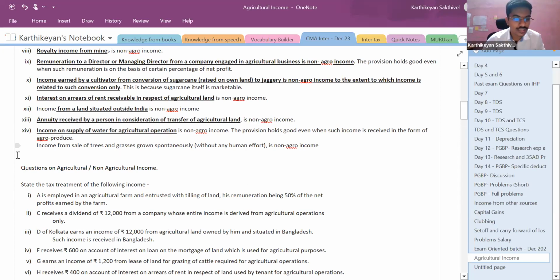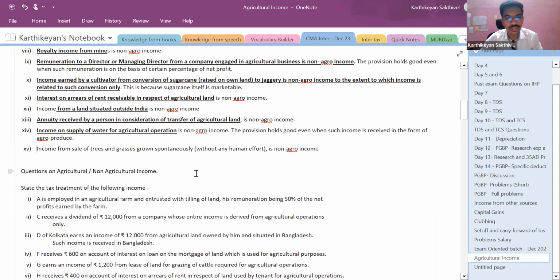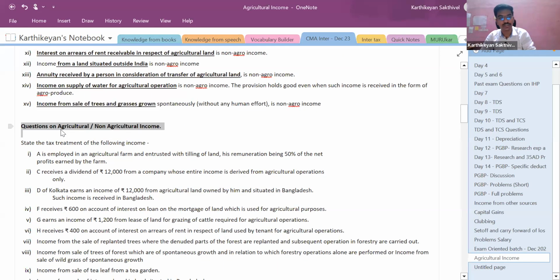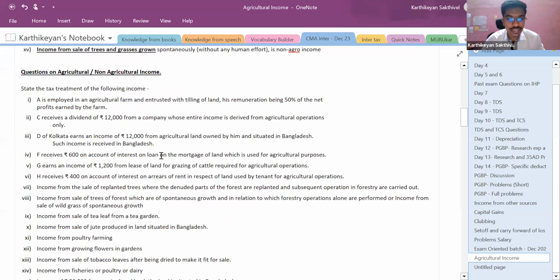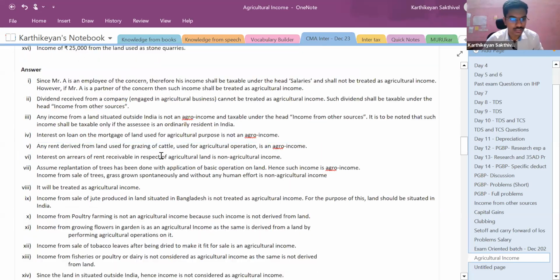Right. Next is income from sale of trees and grasses which are grown spontaneously without any human effort, which is a non-agricultural income. So here, both the basic operation and the subsequent operation are not carried on by the assessee, that is the cultivator. If both basic operation and subsequent operation are not carried on by the cultivator, it is to be treated as non-agricultural income. Simple. Right. Next, we will discuss certain questions on agricultural and non-agricultural income. This question is from the book, and the other two questions are from the examination questions. Right.